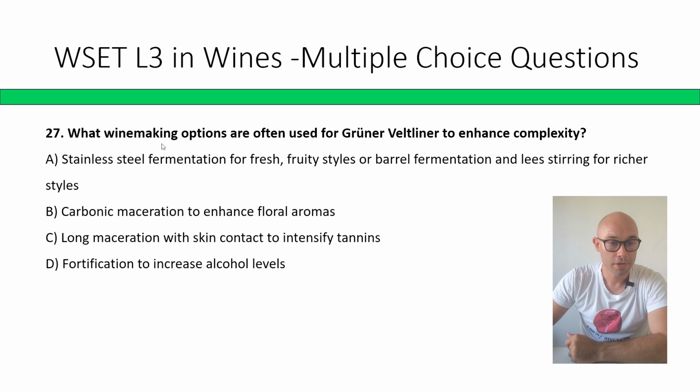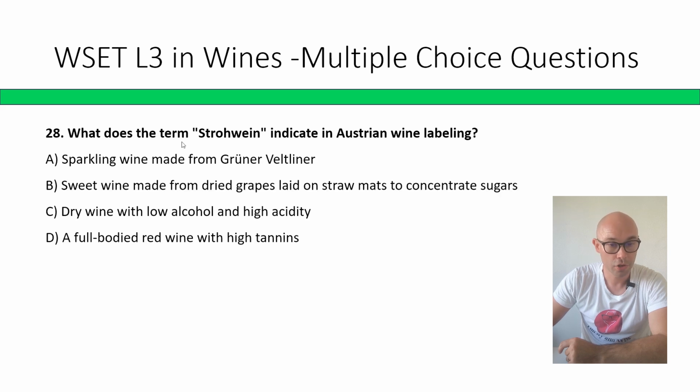What winemaking options are often used for Grüner Veltliner to enhance complexity? Stainless steel fermentation for fresh, fruity styles, or barrel fermentation and lees stirring for richer styles, carbonic maceration to enhance floral aromas, long maceration with skin contact to intensify tannins, fortification to increase alcohol levels. So the correct answer is A, stainless steel fermentation for fresh, fruity styles, or barrel fermentation and lees stirring for richer, complex styles.